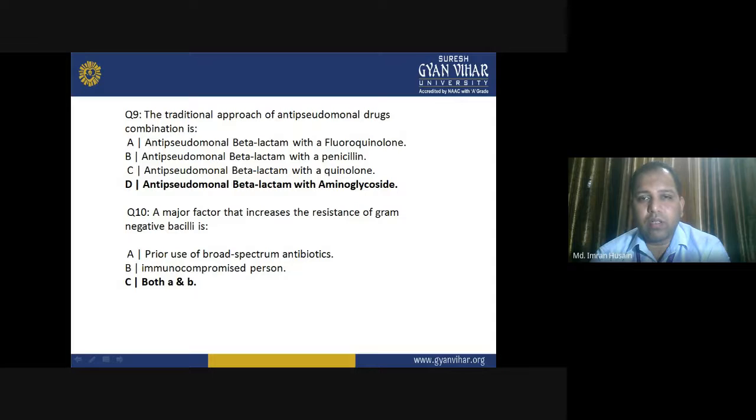beta-lactam with aminoglycoside. A major factor that increases the resistance of gram-negative bacteria is both A and B: prior broad-spectrum antibiotics and an immunocompromised person.